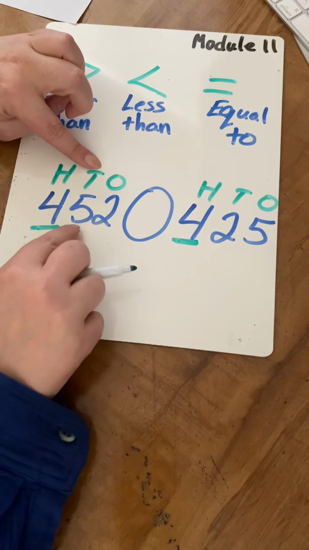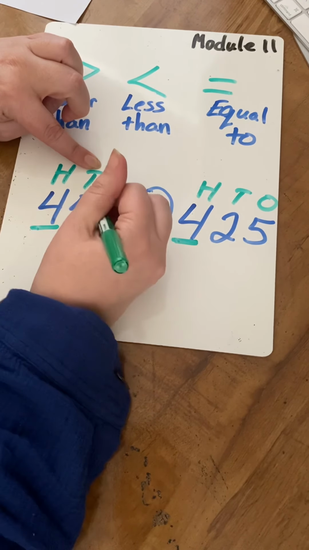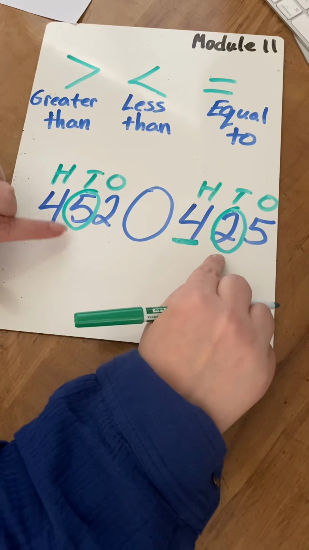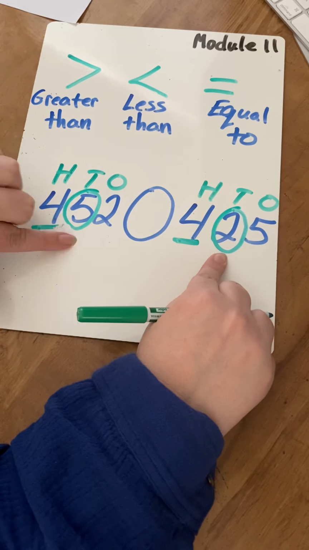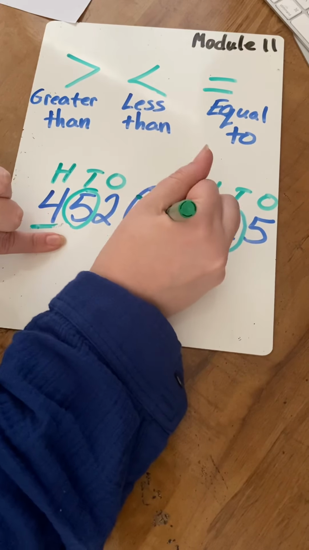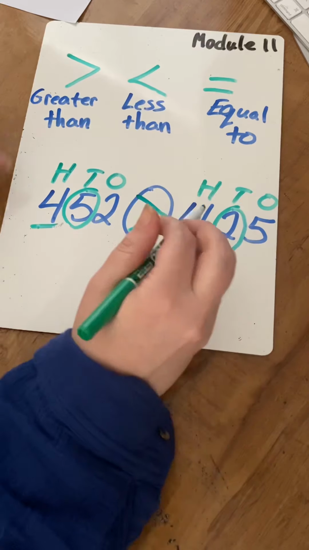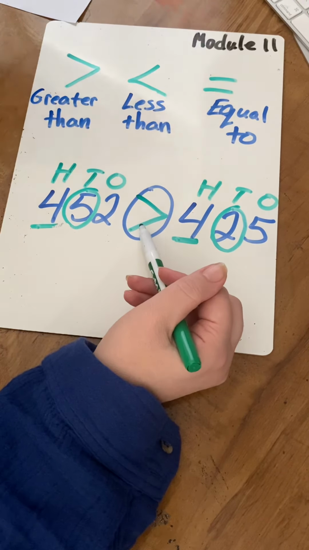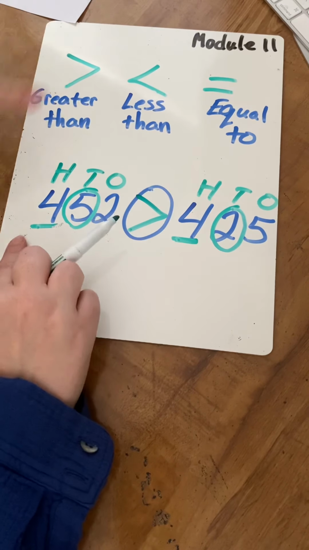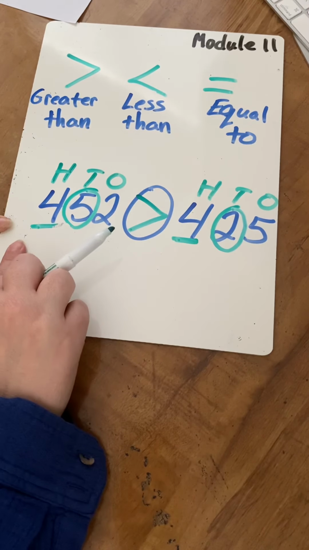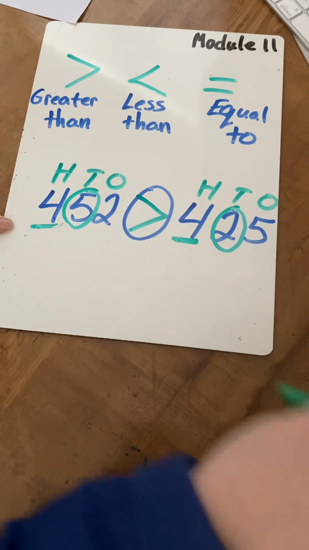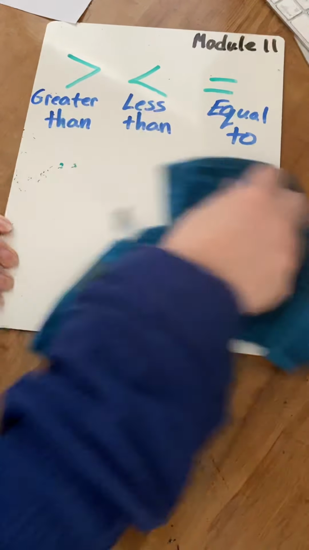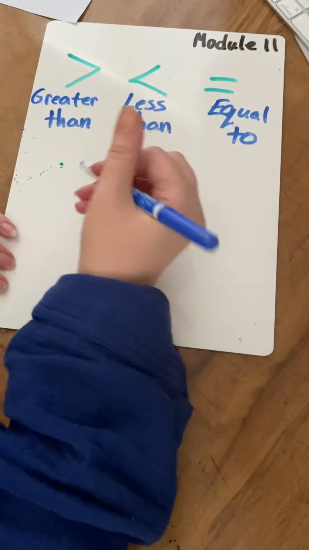Let's look at the tens here. What's in the tens place over here? 5. What's in the tens place over here? 2. What's bigger, 5 or 2? 5. Make the crocodile mouth open to the bigger number. So which symbol is this? Greater than, less than, or equal to? Greater than. So we read it from left to right. 452 is greater than 425.